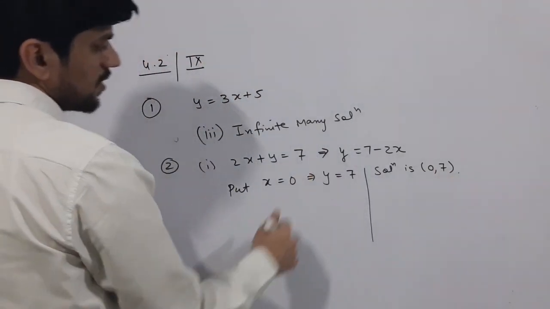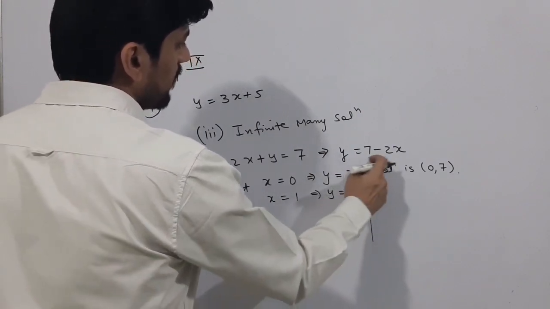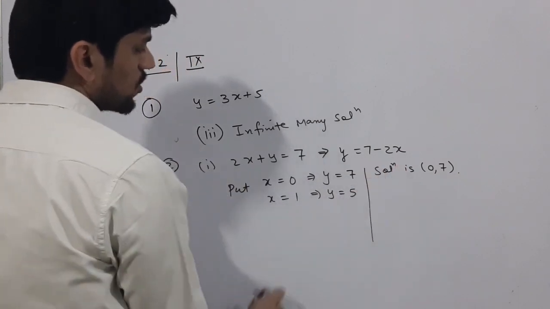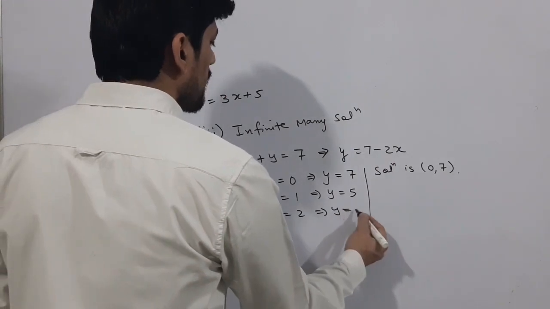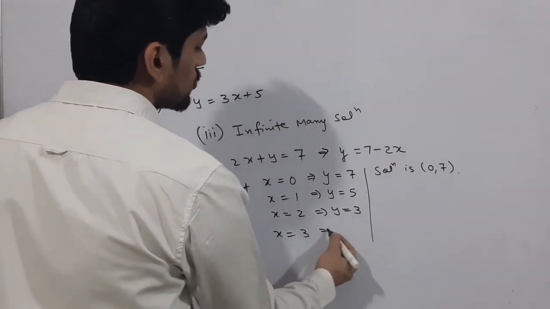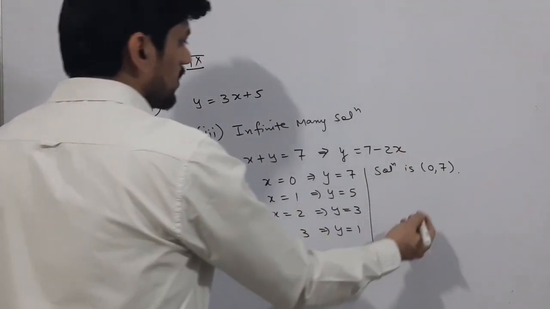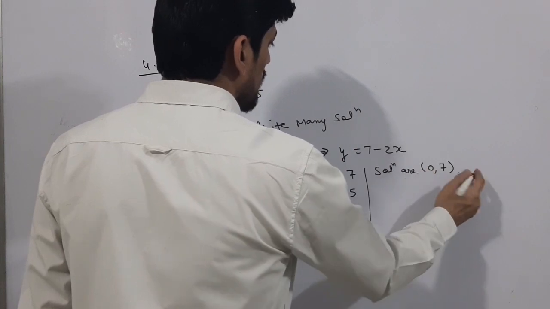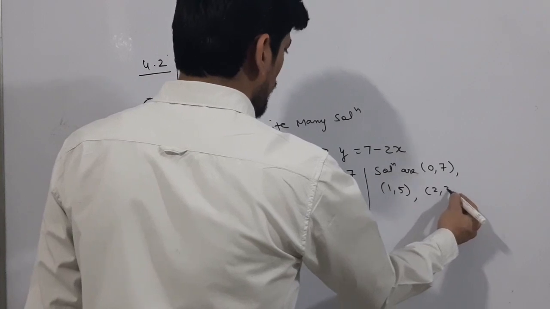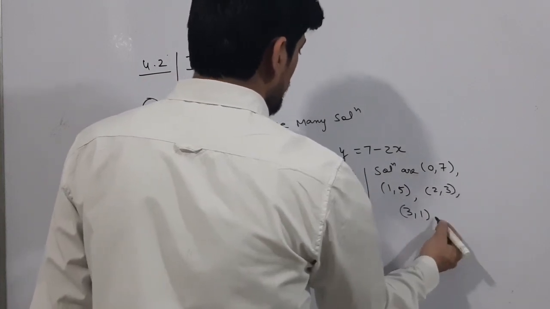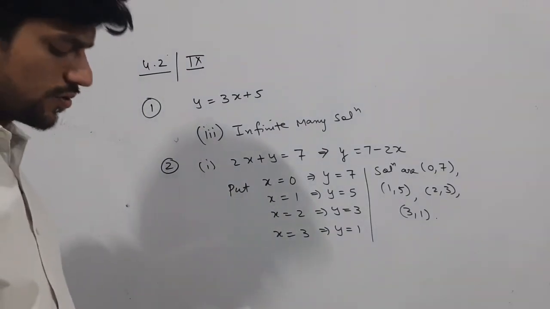Similarly, we can find out 3 more solutions. For that, put x equals 1, so you get y as 7 minus 2 into 1, which is 7 minus 2, which is 5. Put x equals 2, so you get 7 minus 2 times 2 is 4, so it is 3. Put x as 3, so you get y equals 7 minus 2 into 3, which is 6, so 7 minus 6 is 1. So the solutions are: one solution is this, second is x 1, y 5, third is x 2, y 3 and x 3, y 1. So that is your answer. In this way we will find the solution in other questions also.